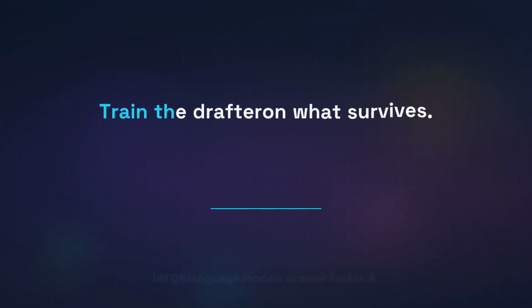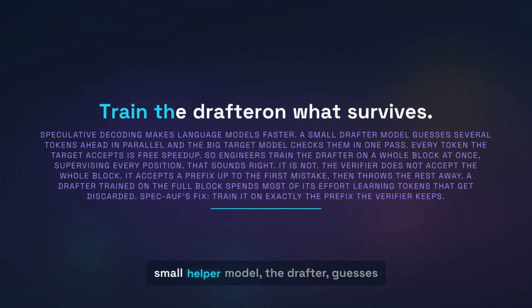Speculative decoding is how we make large language models answer faster. A small helper model, the drafter, guesses several tokens ahead in parallel, and the big target model checks them in one pass. Every token the target accepts is free speedup. The longer the accepted run, the faster you go.